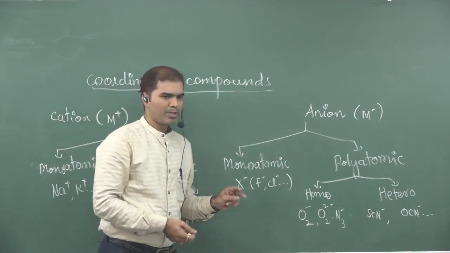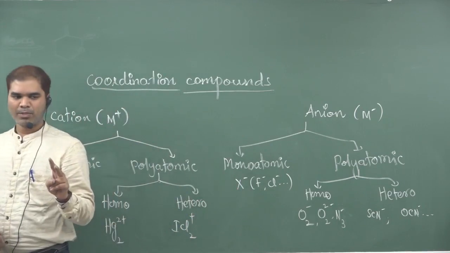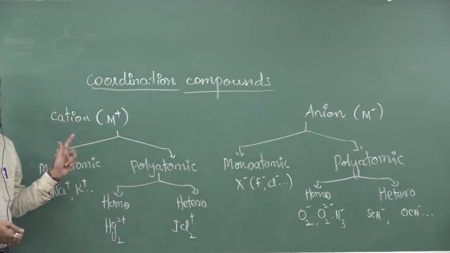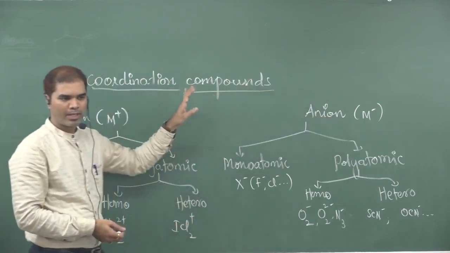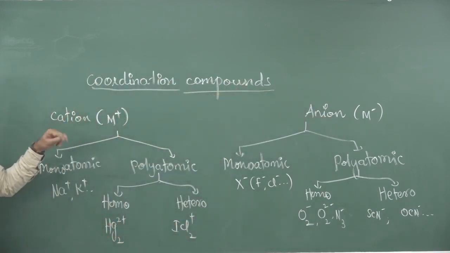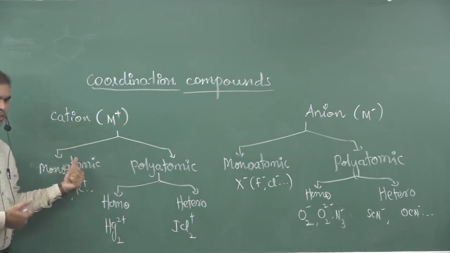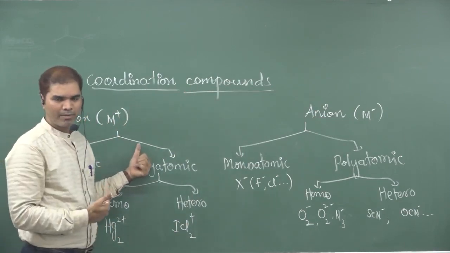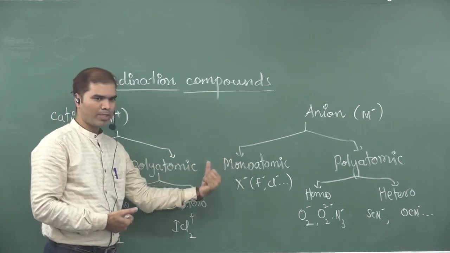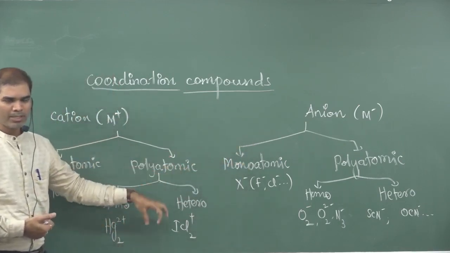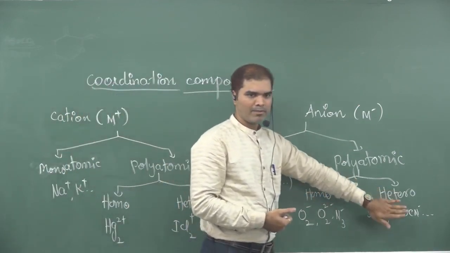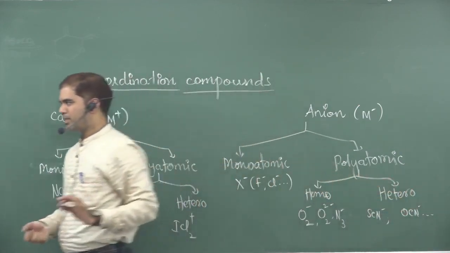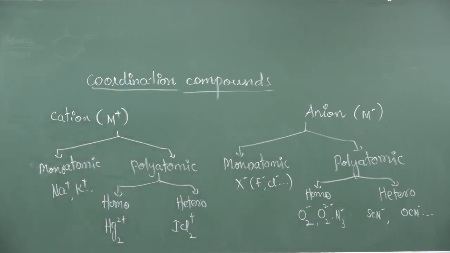So what are the different types of ions, we are aware of. Basically there are two ions, cation and an anion. Cation is a positively charged species, anion is a negatively charged species. Cations or anions are further classified into monoatomic and polyatomic. Monoatomic means a single and polyatomic means more than one. Within polyatomic we have homoatomic and heteroatomic. Homo means same, identical atoms. Hetero means different atoms will be present within the ion. This is just a basic classification of cation and anion.